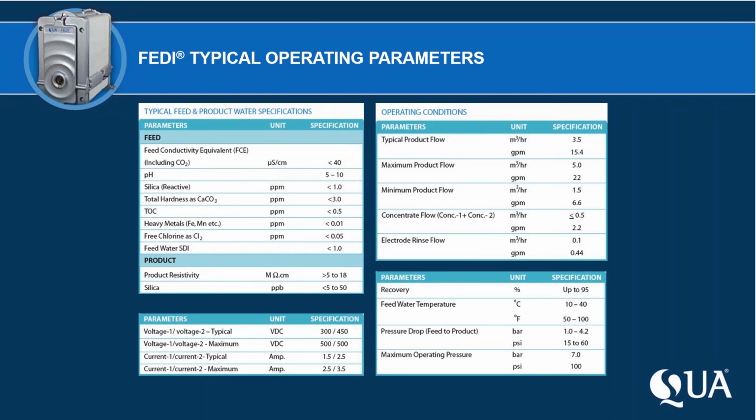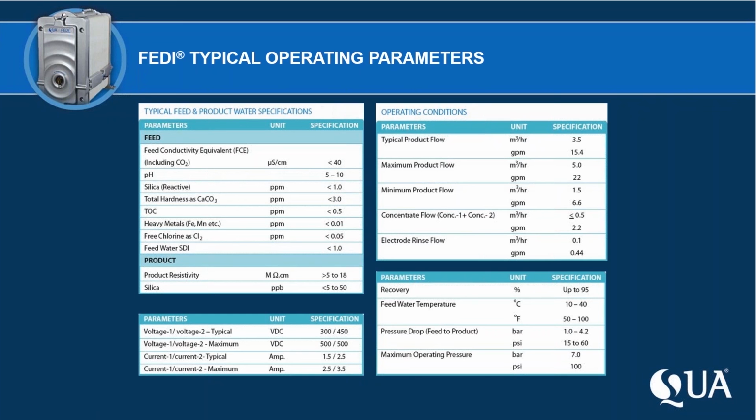Feed water SDI, you always like to keep it very low. As I mentioned, EDI is not a filter. It does not remove particulates. Even an RO does not like particulates. So the SDI should certainly be less than 1 unit. Our product on it, we can get up to 18 megohm in a properly designed system. Silica levels less than 5.